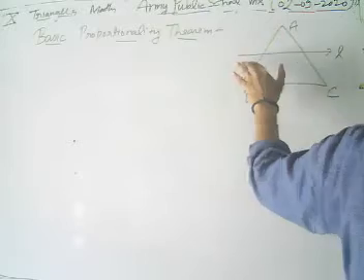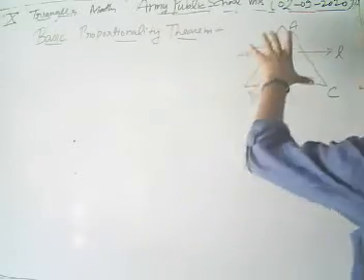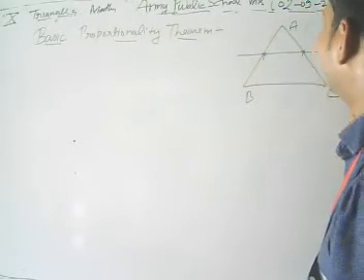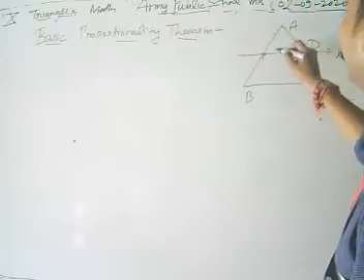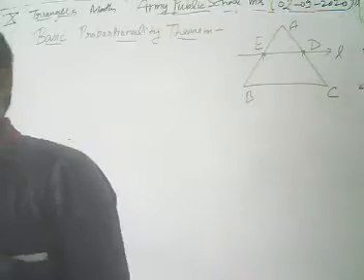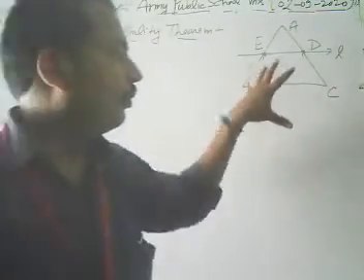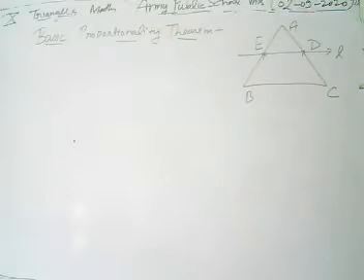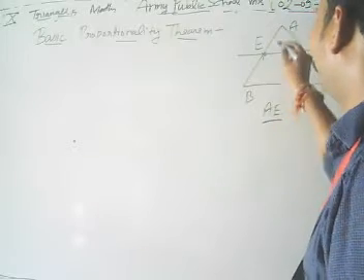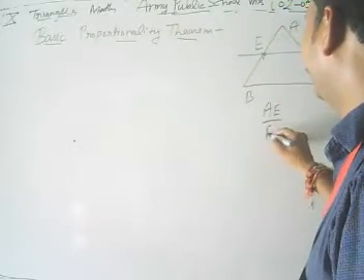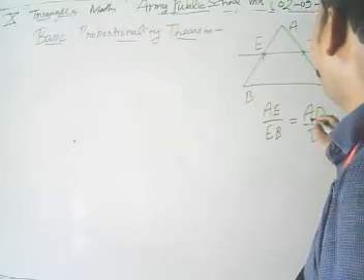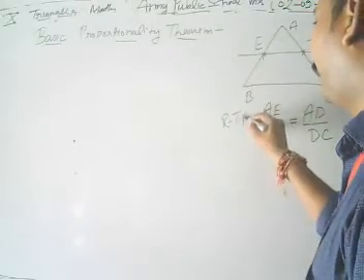If a line is drawn parallel to one side of a triangle, intersecting the other two sides at distinct points, suppose this is D and this is E, then the other two sides are divided in the same ratio. What we have to prove is that AE is to EB is equal to AD is to DC.